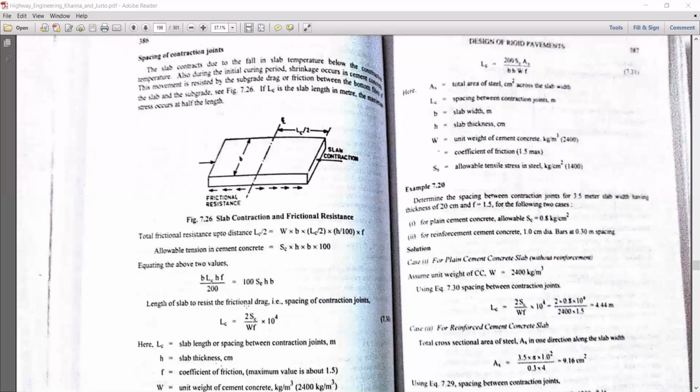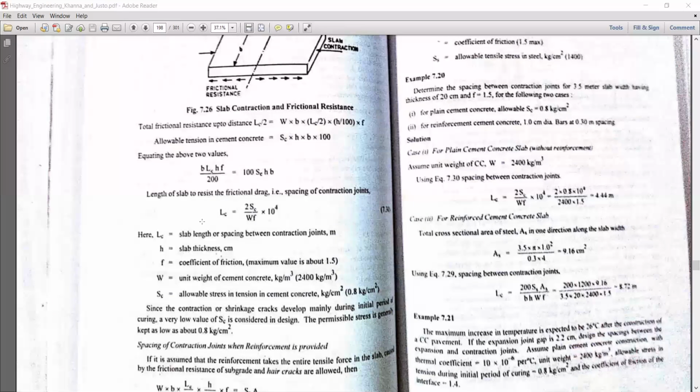There is no need of this whole derivation. You just simply remember this formula, and this is all studied in concrete technology. Based on the concept of concrete technology, the tension and frictional resistance are evaluated here, and based on that evaluation, they have formed the formula.